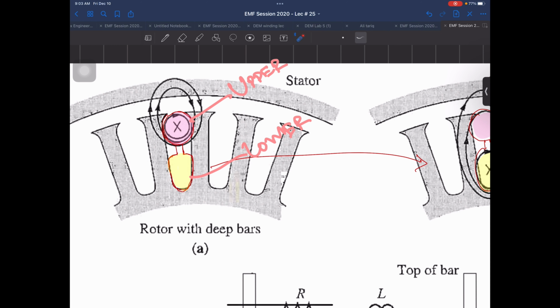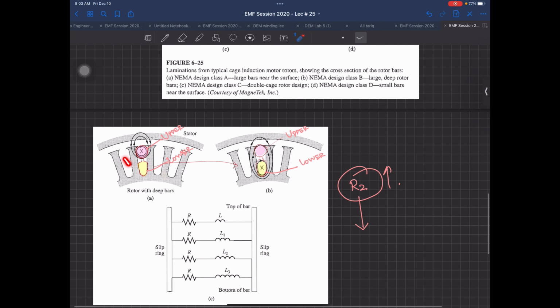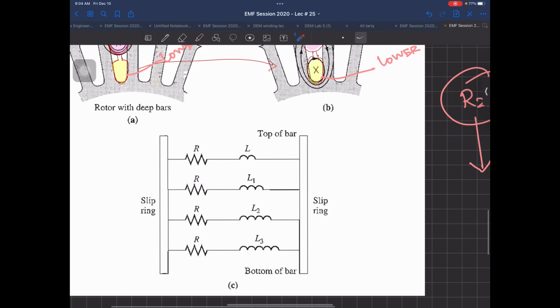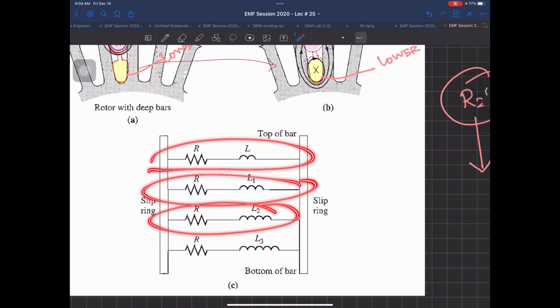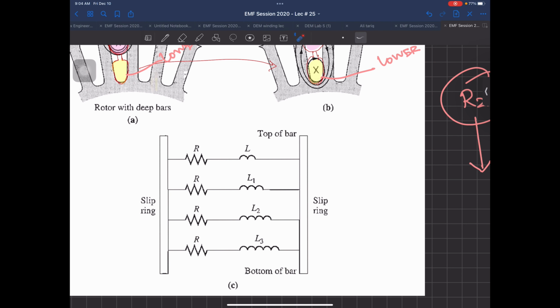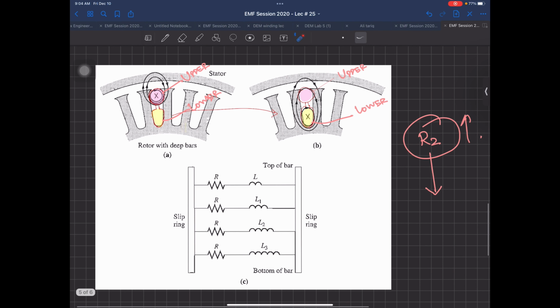They are not in series, they are in parallel, which means this bar, this bar, this bar, all of them are in parallel. So if I am talking about one bar, their resistance is going to be in parallel as shown over here. Now the interesting part: the upper conductor, placed over here as a cross, is going to link with the stator better. Its X2 is going to be smaller. And you can see the L has been shown smaller.